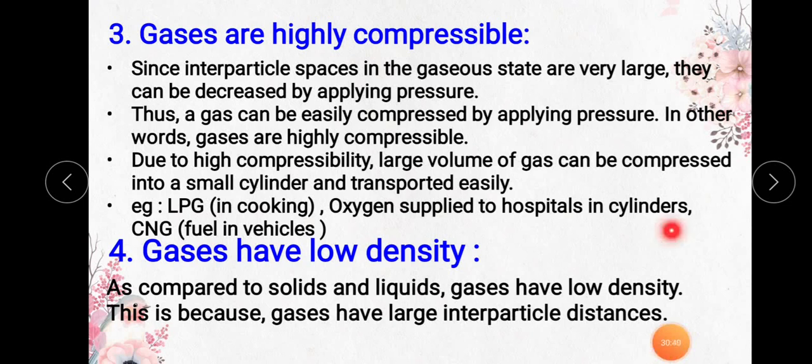Okay, next, gases have low density. As compared to solids and liquids, gases have low density. This is because gases have large interparticle distances. The density of gases is very low as compared to solids and liquids, because interparticle distances are more. Due to this more interparticle space, it has low density.